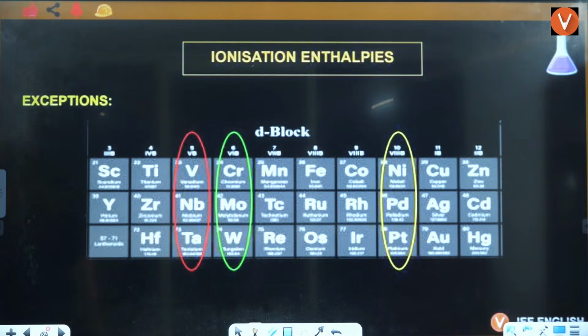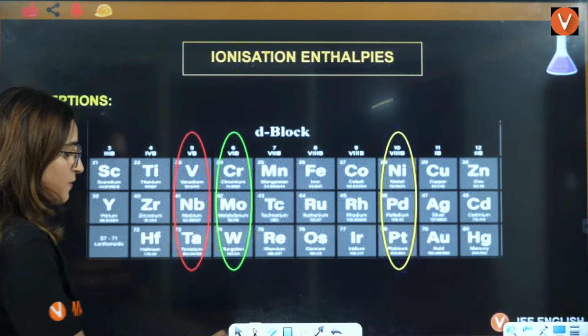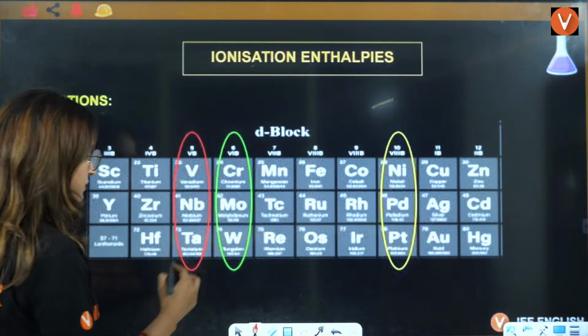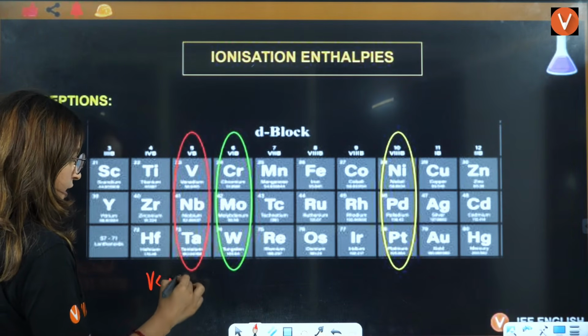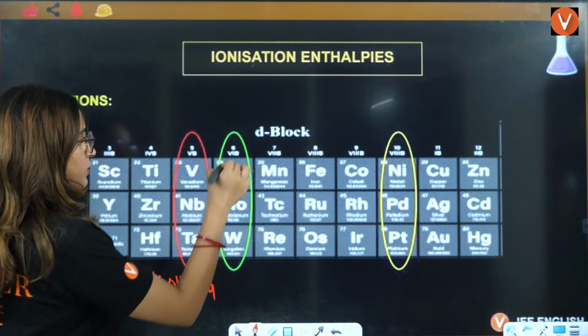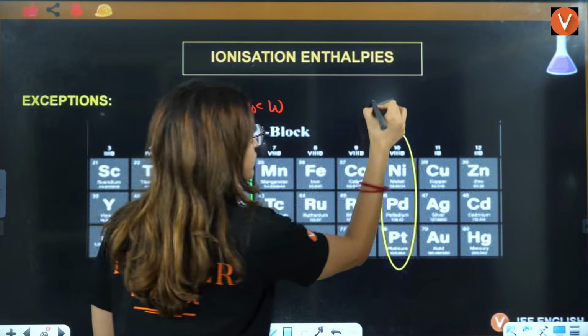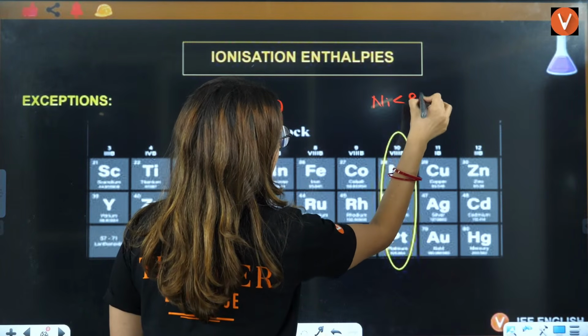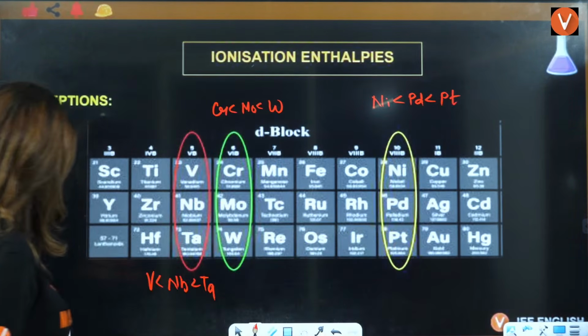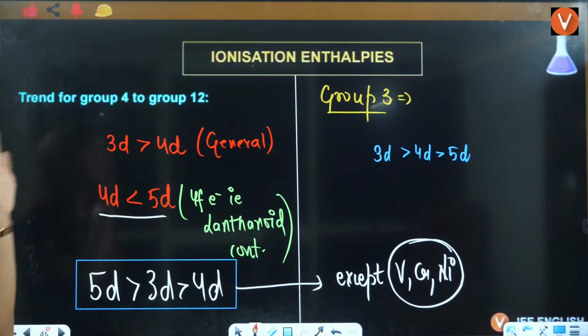So here what will happen? This is V, Nb, Ta. This is Cr, Mo, W. This is Ni, Pd, Pt. Can you see this here? That's a total exception that you have here. Everybody, tell me if that is clear or not.